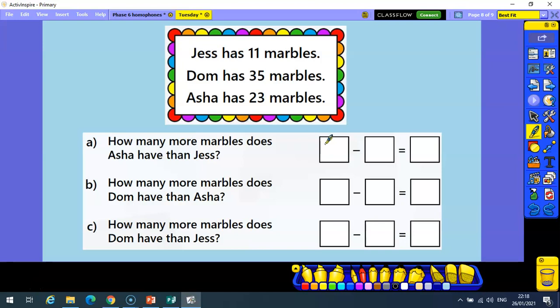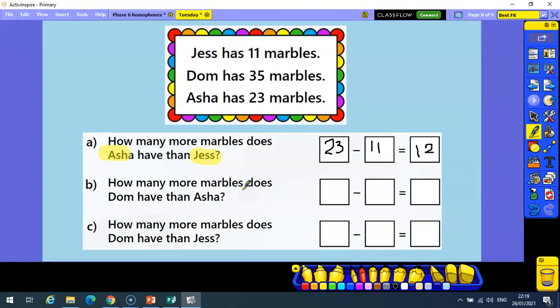So Asher has 23 marbles. And the other person, remember how we use our highlighter? So all I want to know is Asher and Jess. How many more means I take away Jess from Asher to find out how many more. So Asher has 23, Jess has 11. 3, doing the ones first. 3 take away 1 is 2. 2 take away 1 is 1. Did you get that right?